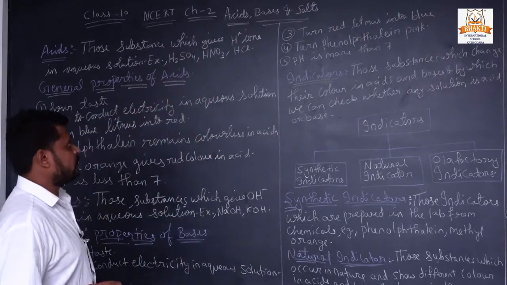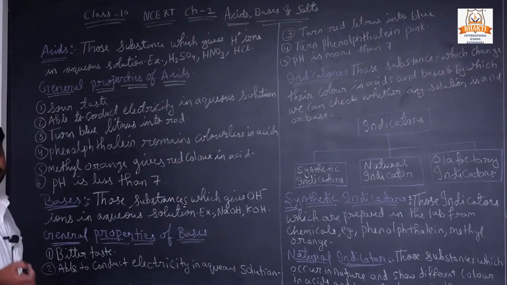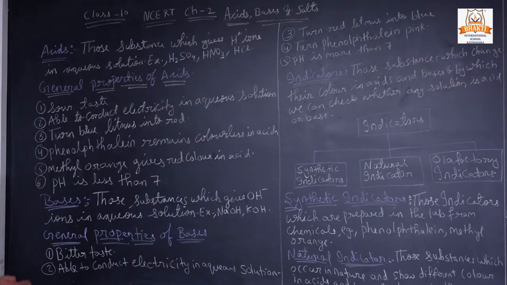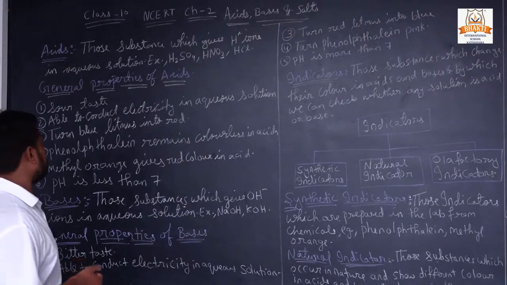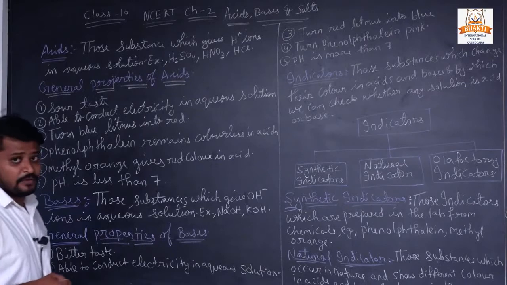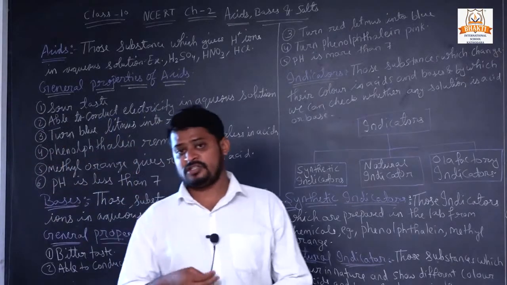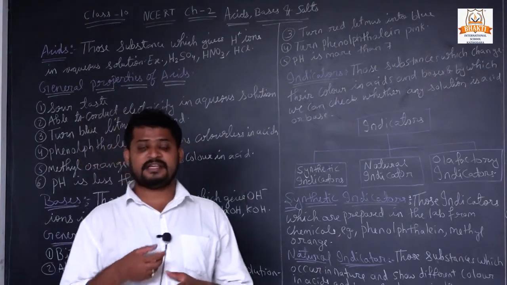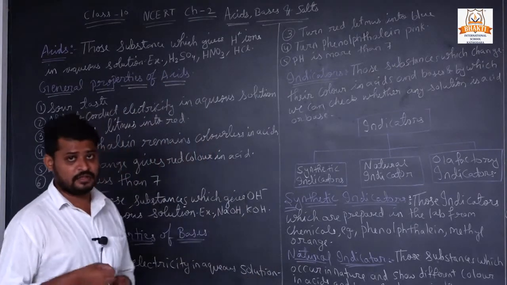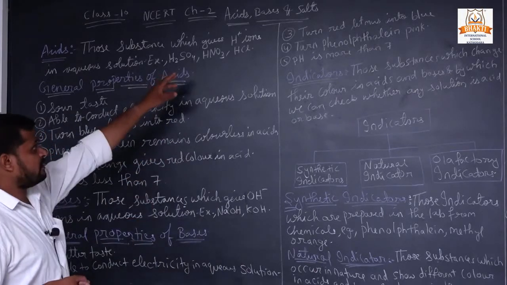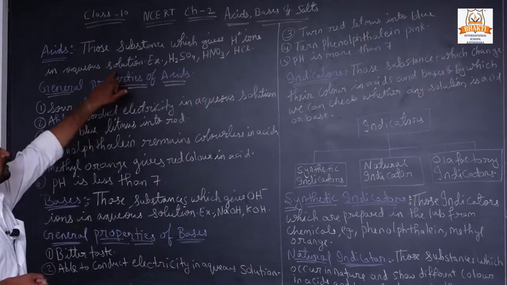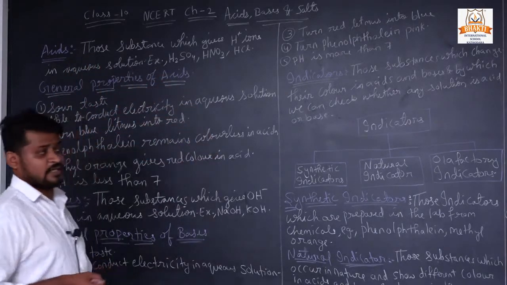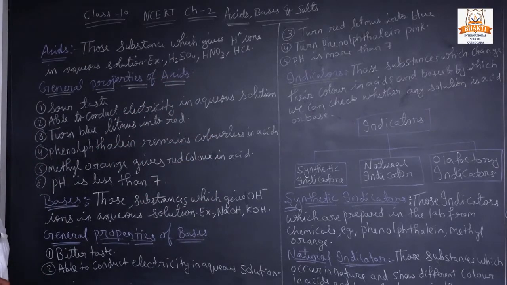Carefully understand what is acid, what is base and what is salt. We will start with our first topic, what is acid. Acids are those substances which give H plus ions in aqueous solution. What is an aqueous solution? A solution in which water is the solvent is called an aqueous solution. When any substance gives H plus ions in aqueous solution, it is called an acid. Examples of acids are H2SO4, HNO3 and HCl.